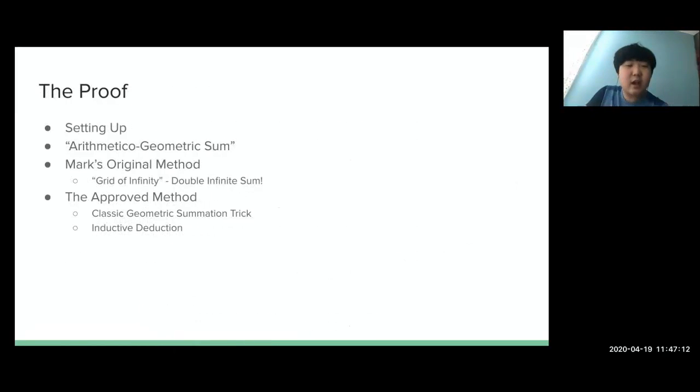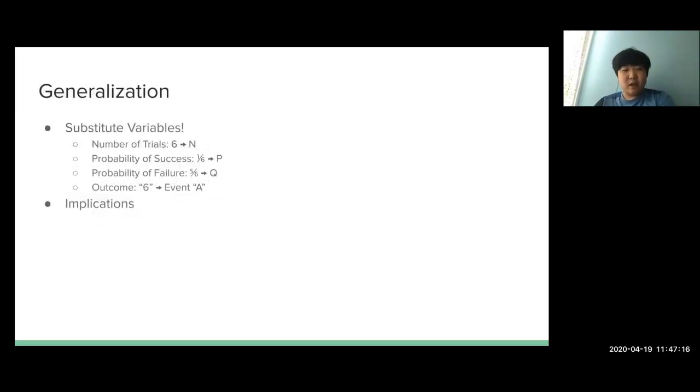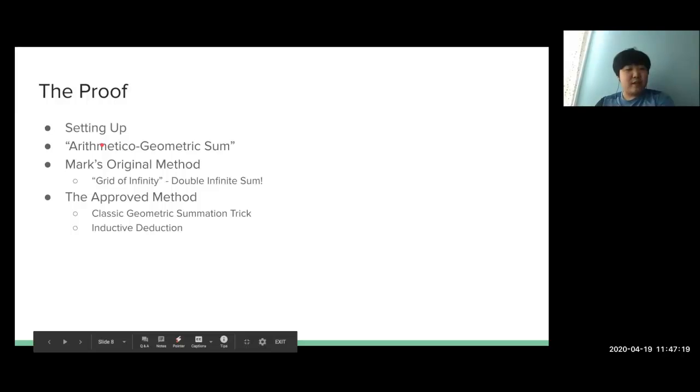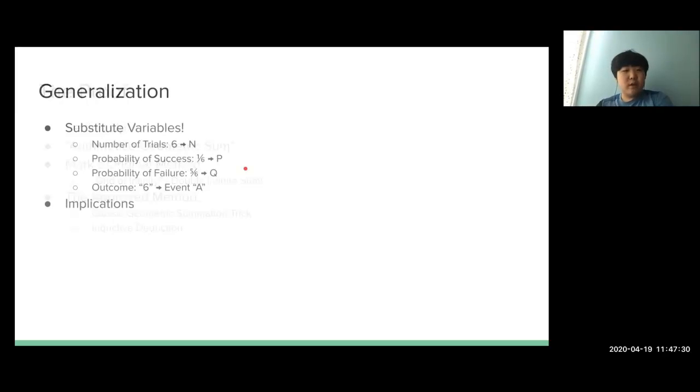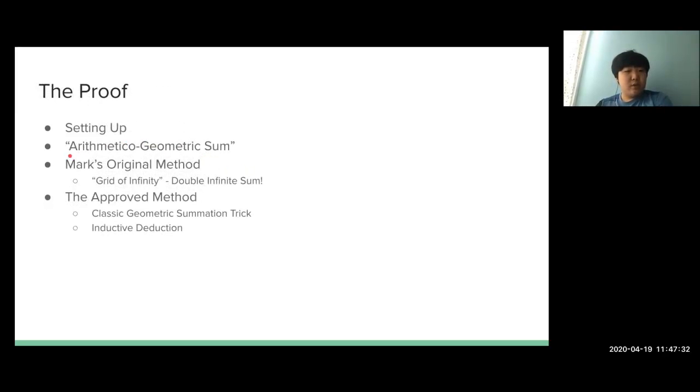So let's do the proof. Basically, setting up the proof is not difficult. What setting up the proof involves is inputting all of the numbers into the original binomial probability formula. And then what we can do is use the arithmetico-geometric sum method. Now, again, the dictates of the presentation say that presenting the actual proof here is quite difficult.